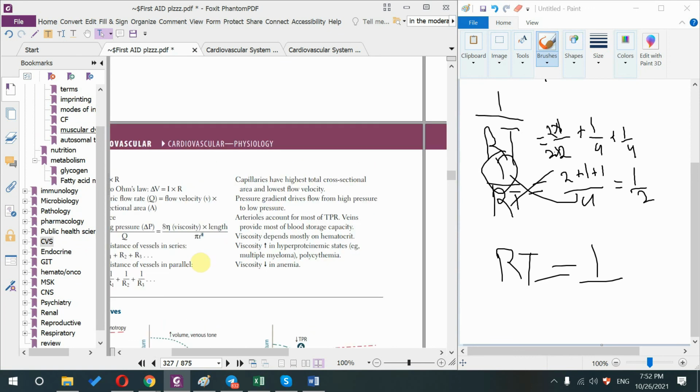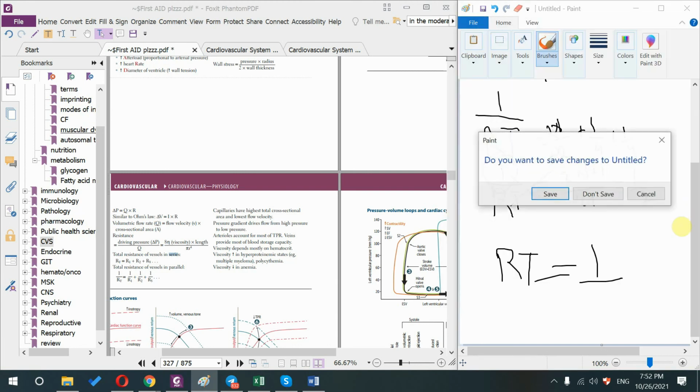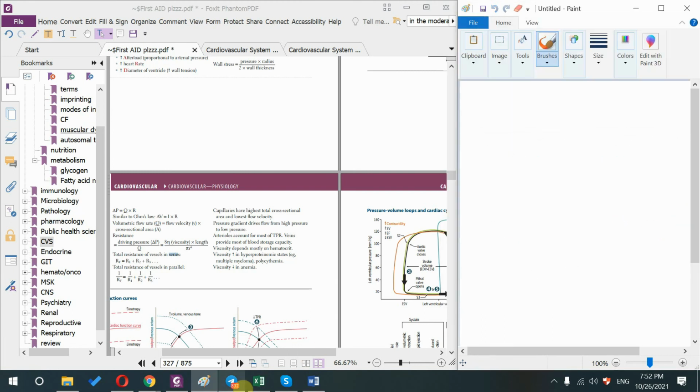So in series, we just add them to each other. In parallel, we have to do this weird formula that requires you to put 1 divided by the resistance of that one organ. I will tell you a constellation of organs and you tell me series or parallel.